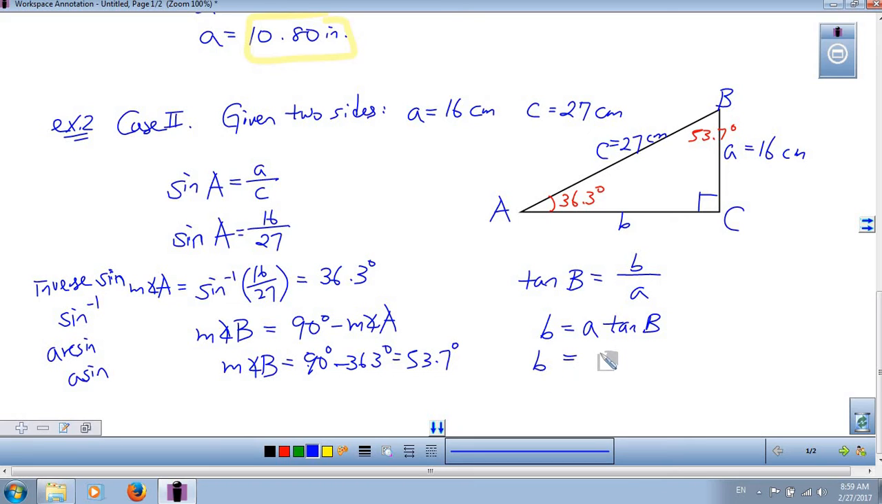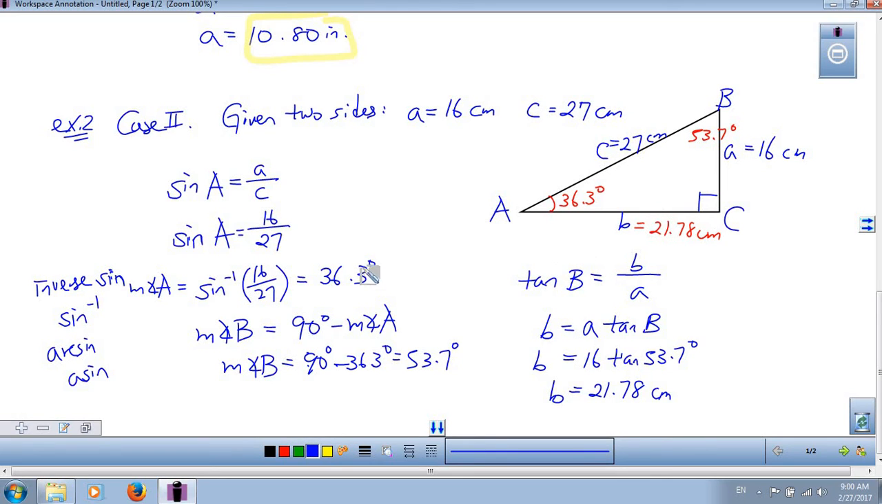So let's substitute the numbers in. So 16 times tangent of 53.7 degrees. Let's type it in the calculator, and we got 21.78 centimeters, after rounding to the hundredth. Okay, so that's it. We have solved the right triangle by using all the information given to us.